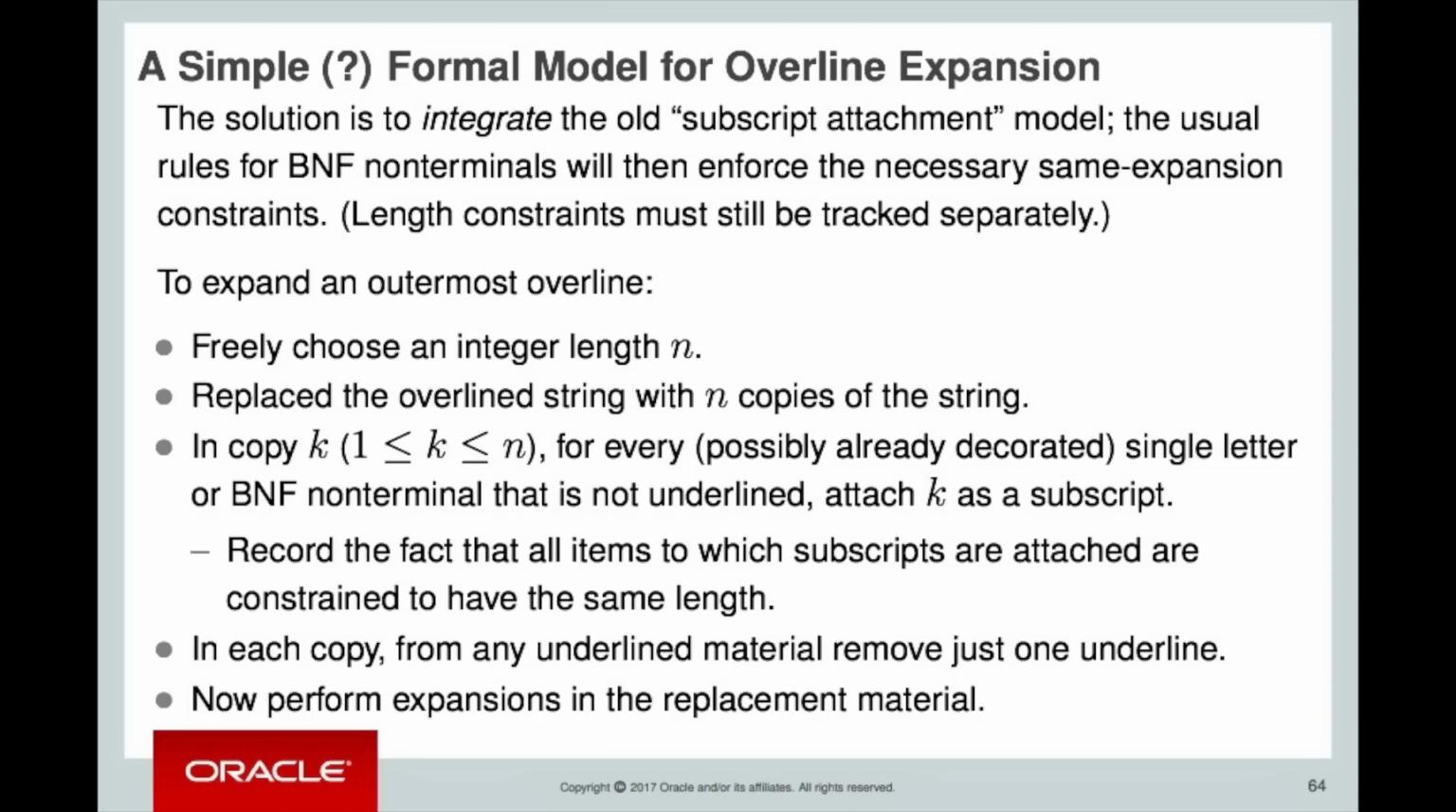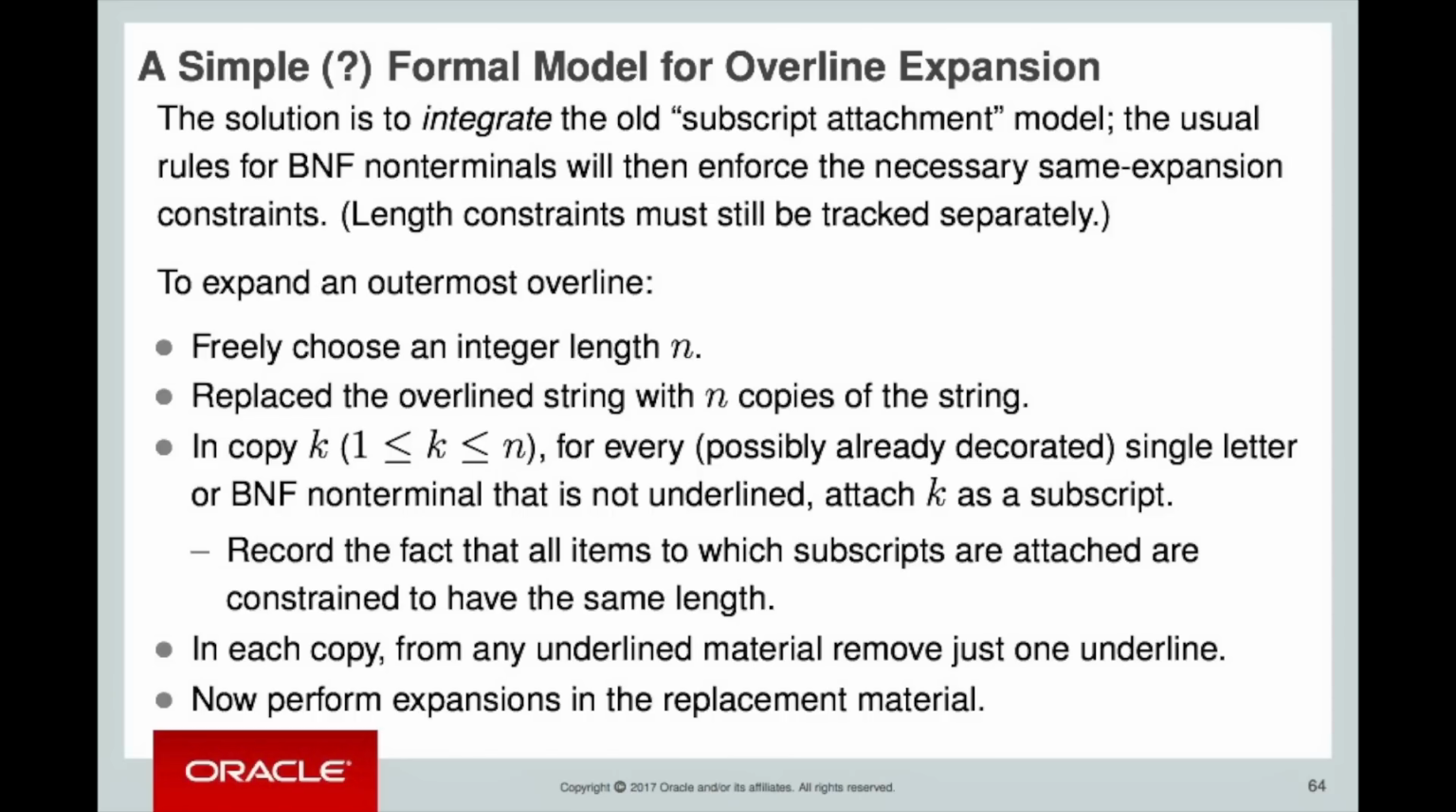So that is my proposal. And I have a formal model for overline expansion. For lack of time, I'm not going to get too deeply into it. But roughly speaking, the solution is to integrate the old subscript attachment model. And then the usual rules for BNF non-terminals, the decoration rule, will enforce the necessary same-expansion or non-same-expansion constraints.